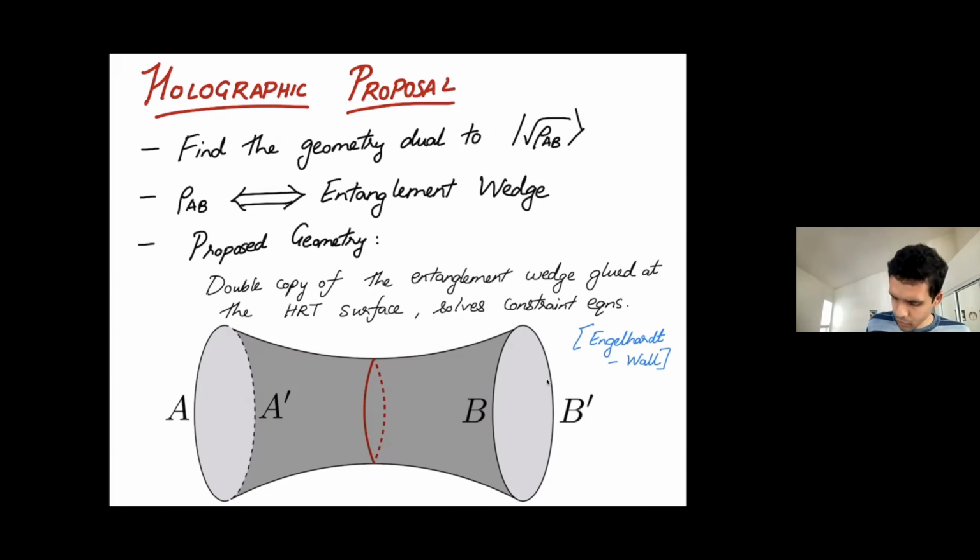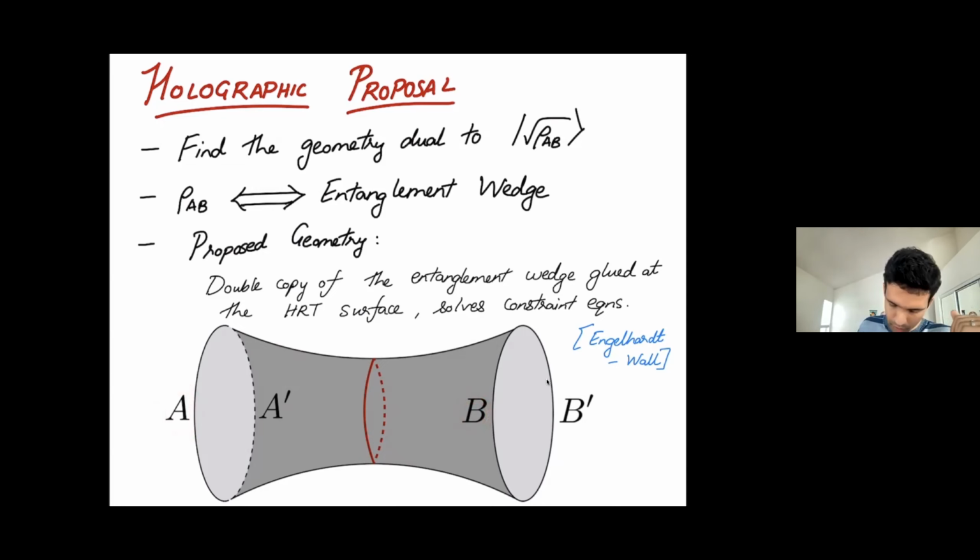Okay. So this gluing procedure is sort of a part of what was discussed in this paper by Engelhardt and Wall, where they considered the CPT gluing together a CPT conjugate of a geometry at the extremal surface. So this is just one such example. And this geometry has all the right flavors. It has this nice symmetry between AB and A prime B prime. It also has the feature that it's a purification, so the entanglement wedge of AB remains unchanged, and so on.